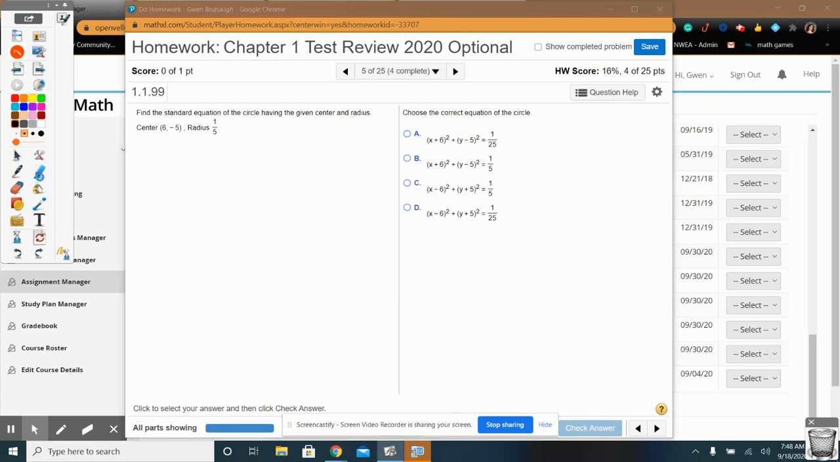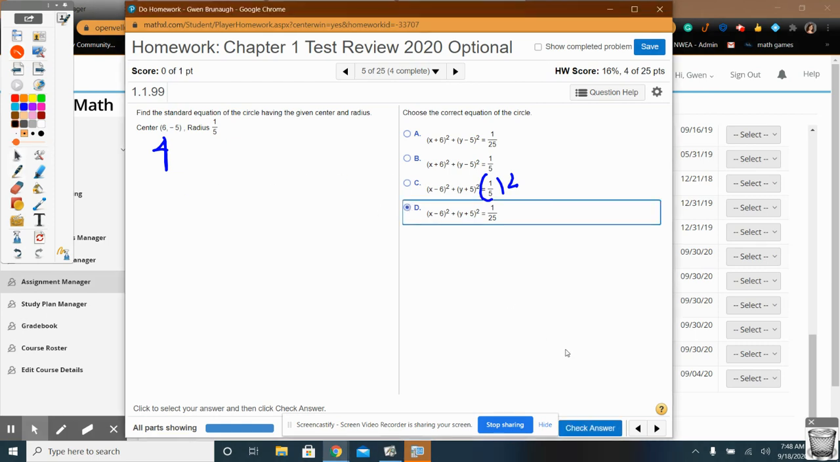Looking at the center of a circle. So when we talk about circles, remember it's change the sign, and those will be squared. And then the radius also has to be squared. So instead of a +6, I need a -6. I need a +5, and I don't want 1 over 5. I want 1 over 5 squared. So my answer is going to be D.